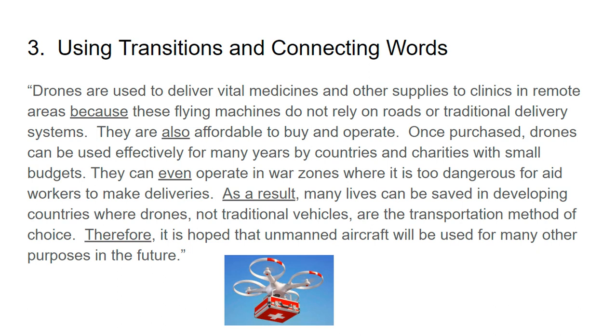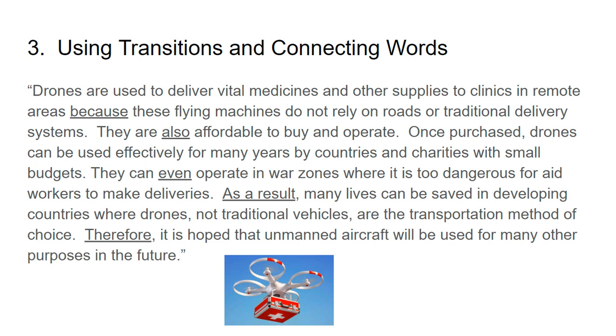As a result, therefore, again, we've got cause and effect. So what is the effect of using drones? Many lives can be saved in developing countries, where drones, not traditional vehicles, are the transportation method of choice. Therefore, now I have another result. I have a chain of things, right? Because drones are so good, they're affordable, they're cheap, we can use them in war zones and places without roads. As a result, many lives are saved. As a result, therefore, it is hoped that unmanned aircraft, that's drones, will be used for many other purposes in the future.